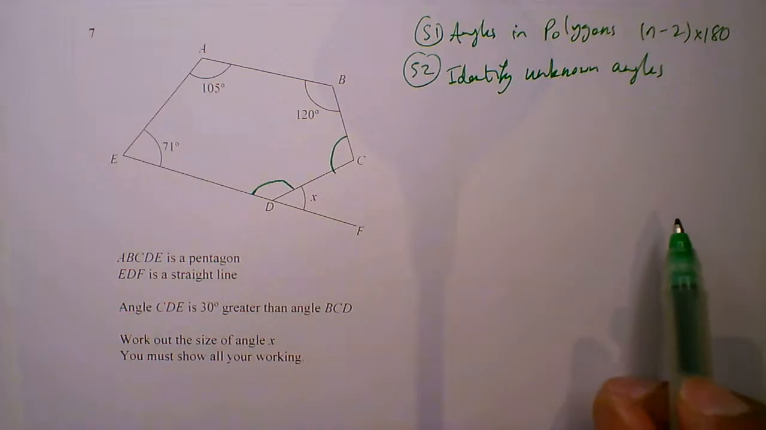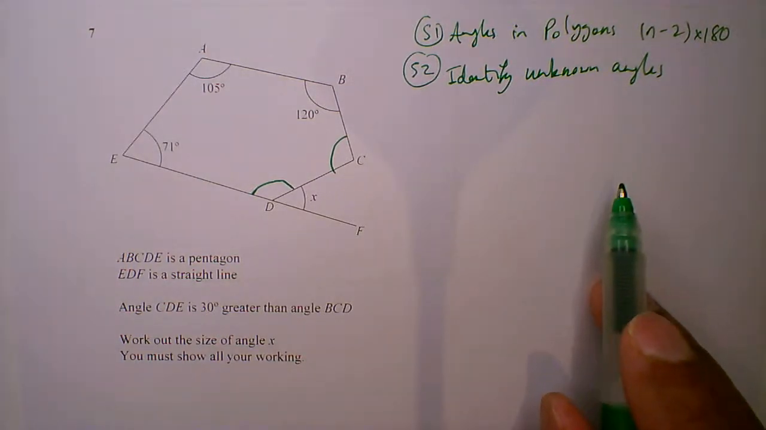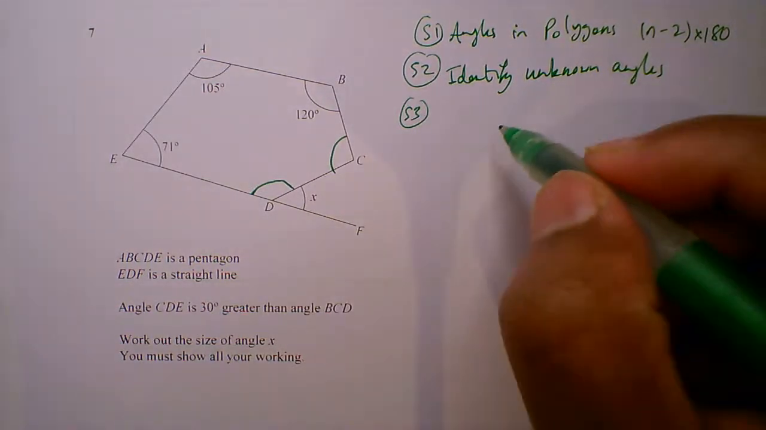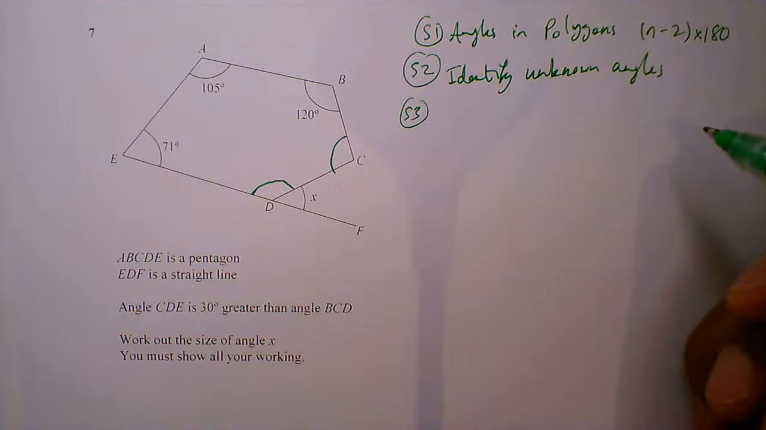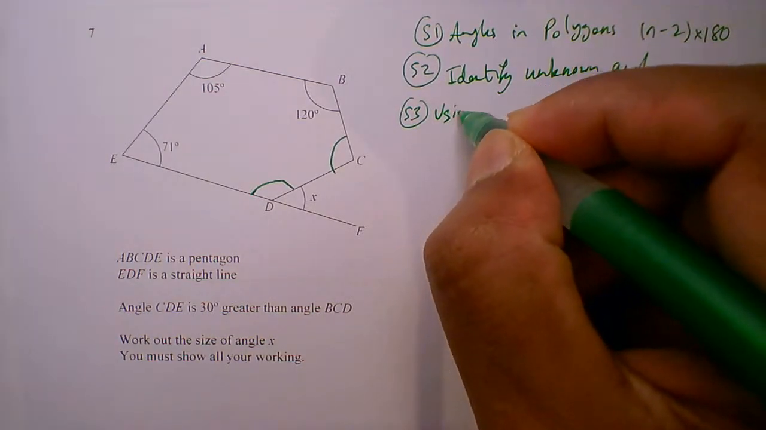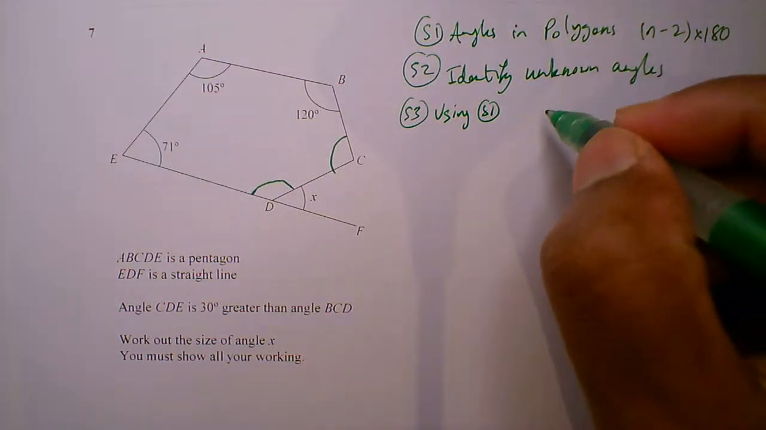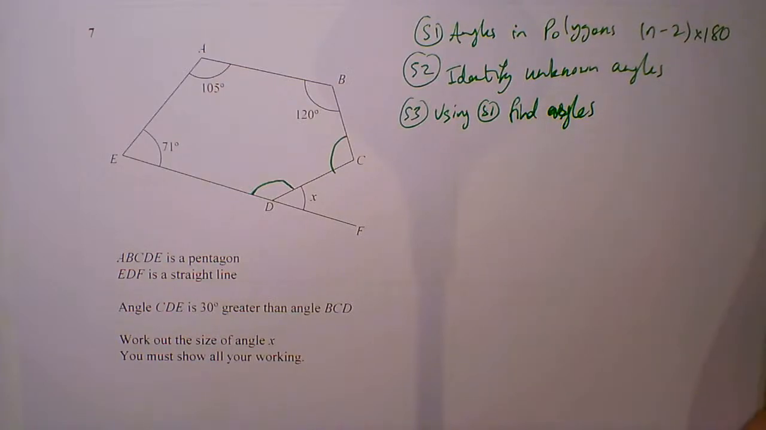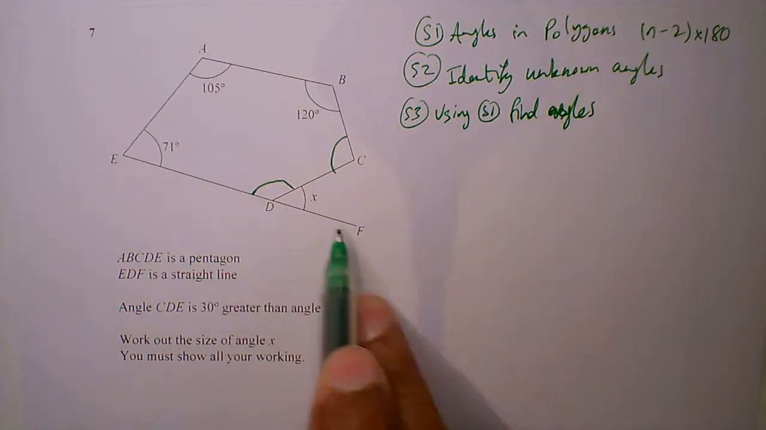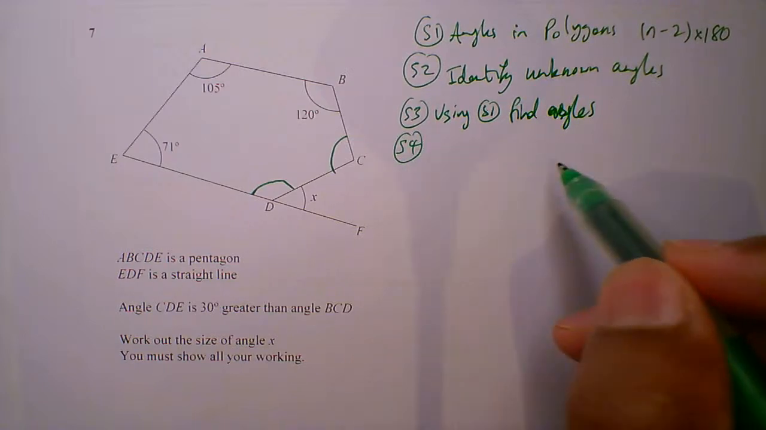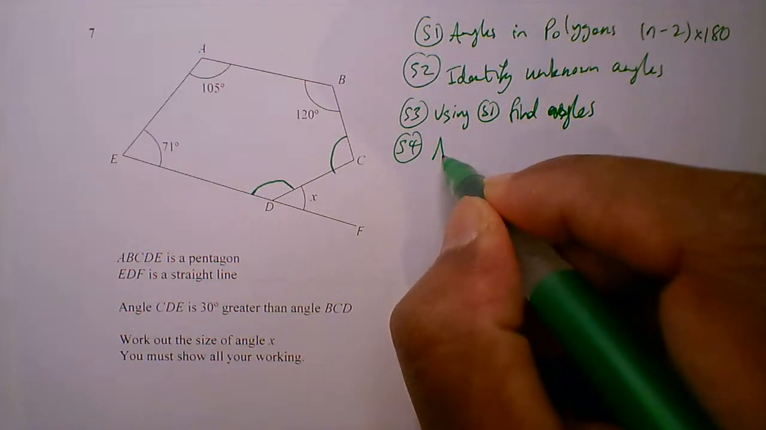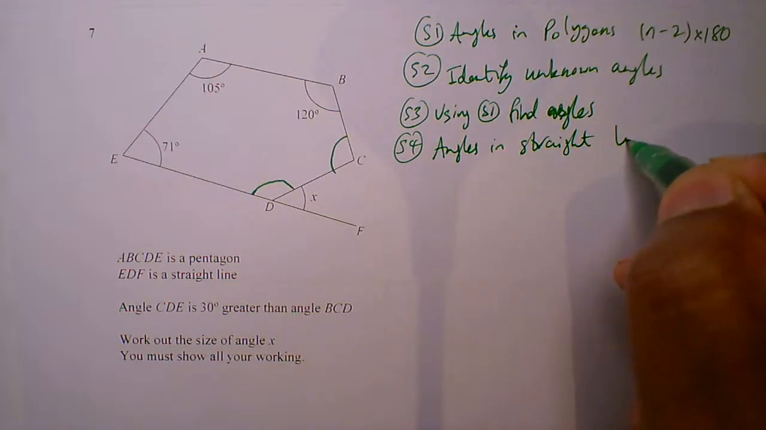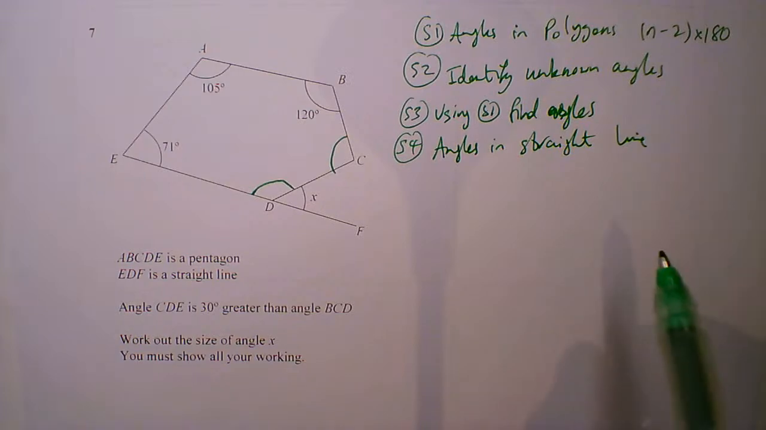Once I can identify them, I can work out the individual angles. So step 3 is using step 1 to find the angles. Then once I've done that, this is a straight line, so step 4 is angles on a straight line. So quite a few steps here. Let's take this one at a time.